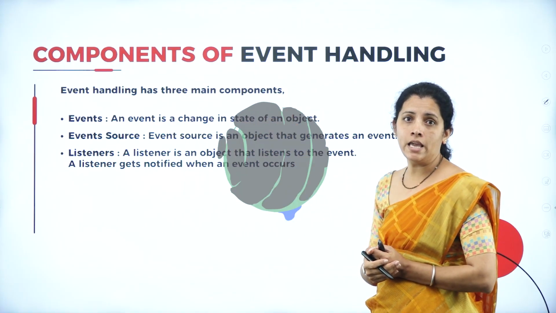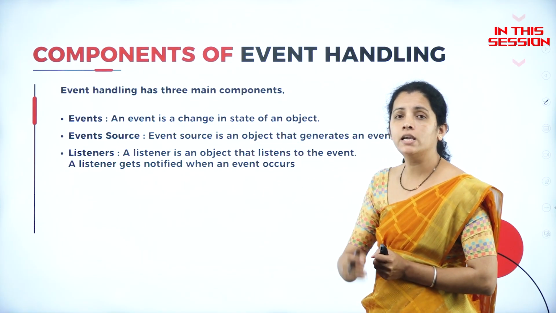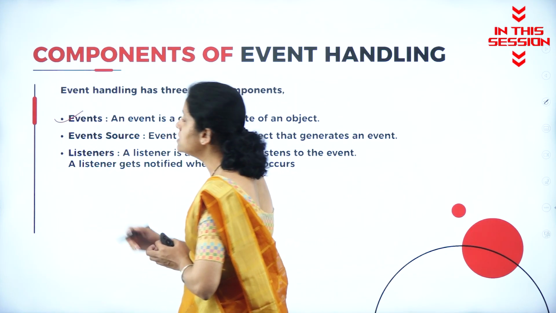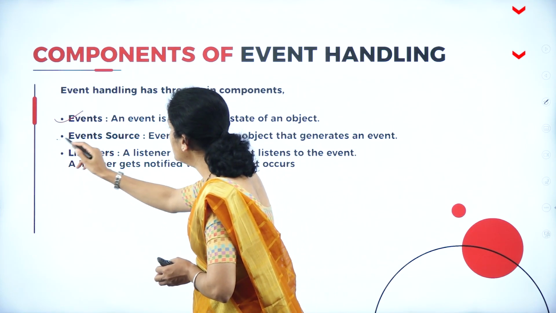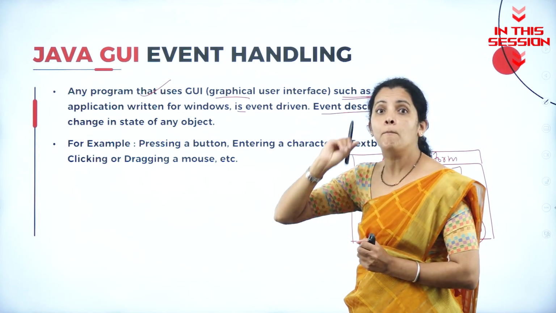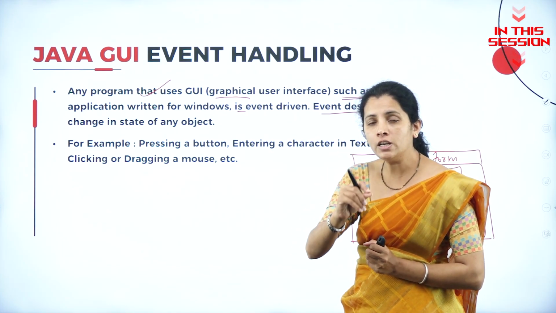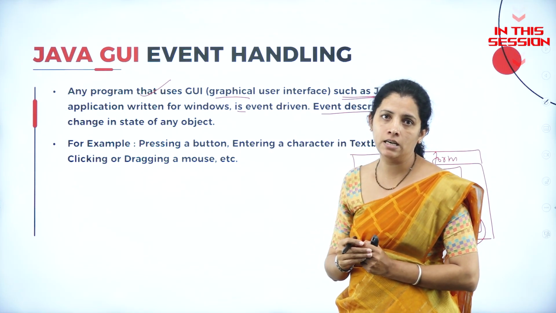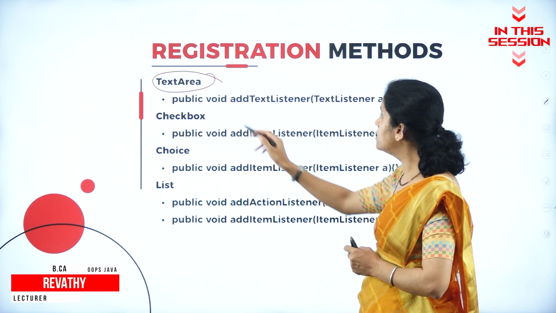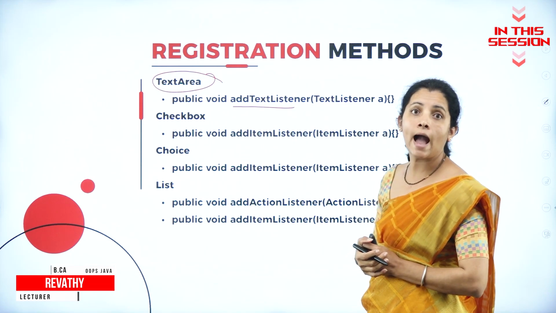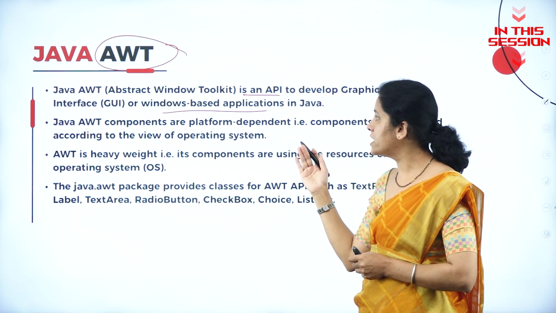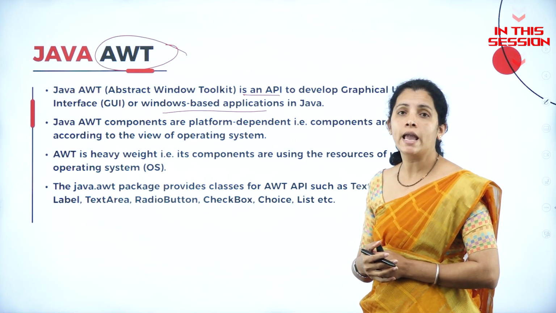To handle the events, I must require three components. What are the three components? That is event, source and listener. When user clicks mouse button, the particular event must be triggered. If I have text area, then what is the listener? I want to register, that is add text listener. If I want to design any Windows application, then I'm going to use AWT.